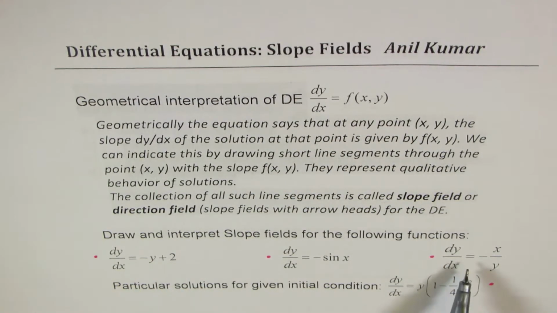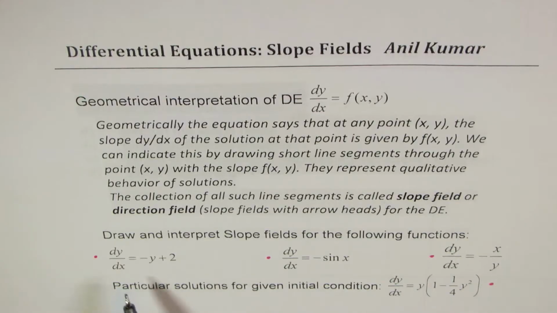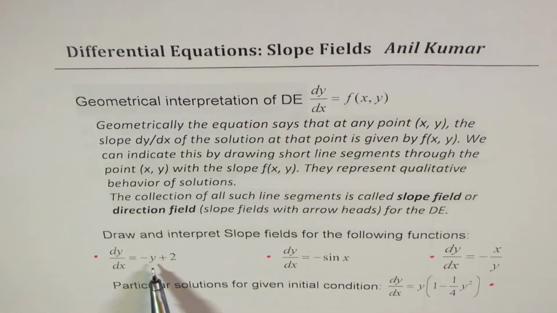We'll take these three examples and sketch slope fields for them and then interpret their meanings. The examples are dy/dx equals minus y plus 2, dy/dx equals minus sin x, and dy/dx equals minus xy. So here the slope is just a function of y. In this case it is a function of x, and here it is a function of both x and y.